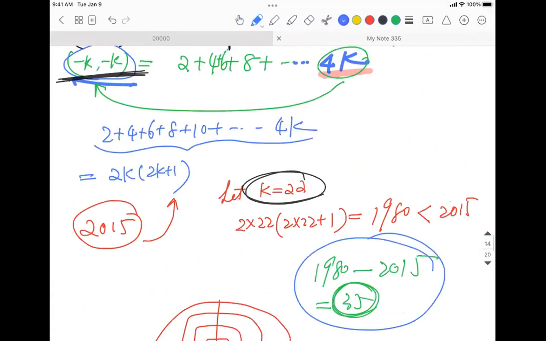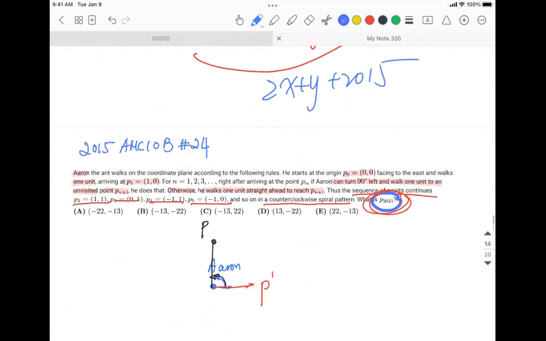Do we have it? 13 minus 22? I think it's D, right? Yeah, 13 minus 22. Yeah, that's the D bar, 13 minus 22, right?